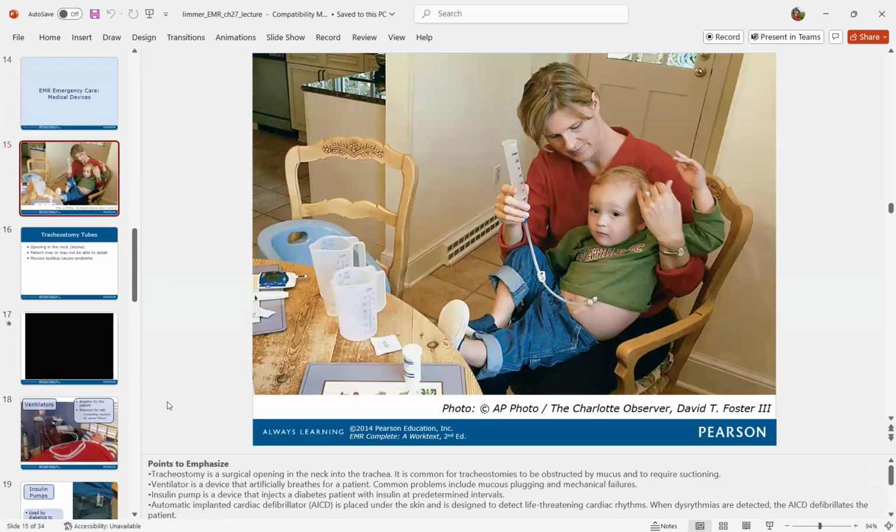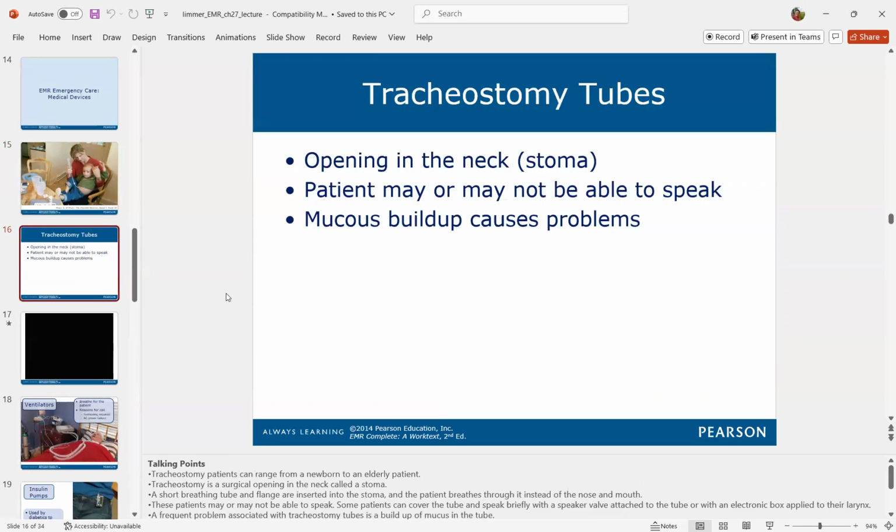All right, tracheostomies, and I'll talk about this coming up. This is not a tracheostomy in this picture. This is a G tube, but we'll get there. A tracheostomy is a surgical opening in the neck into the trachea. It's also common for tracheostomies to be obstructed by mucus and require suction. Ventilators, we'll talk about those coming up. Insulin pumps and AICDs. But this little guy, this is a G tube. When I get to this, there's an NG tube and a G tube. This is what a G tube would look like. I should move this whole thing down to the tubes, but tracheostomy tubes have an opening in the neck called a stoma.